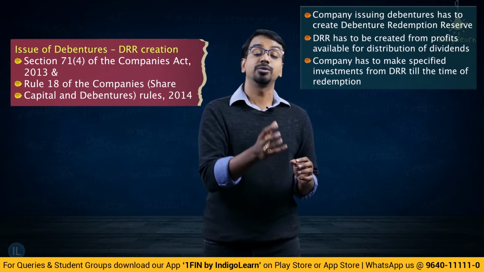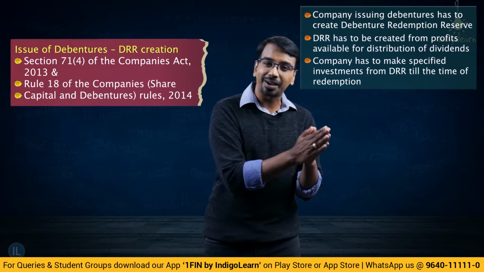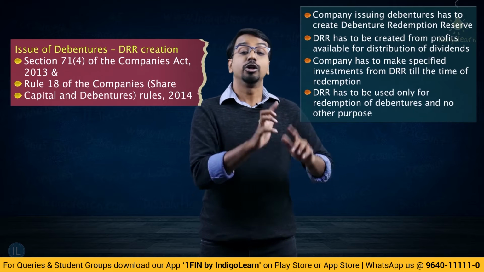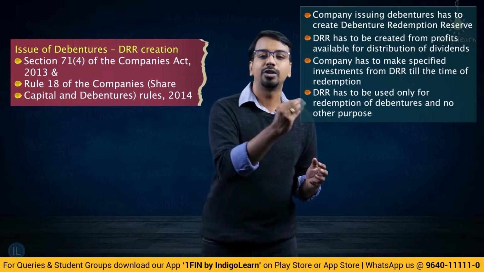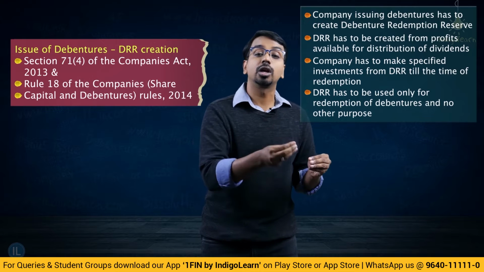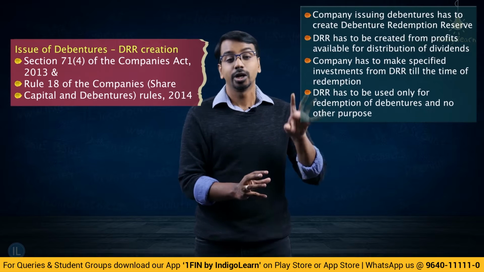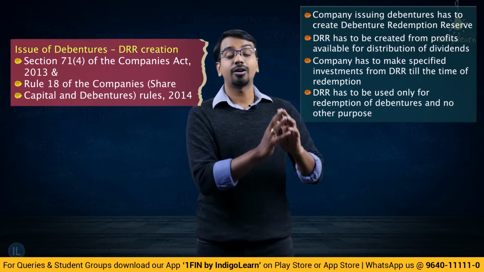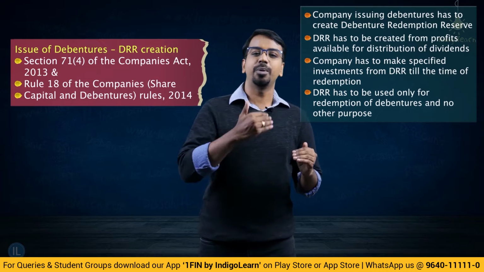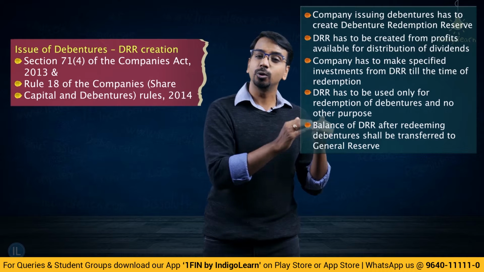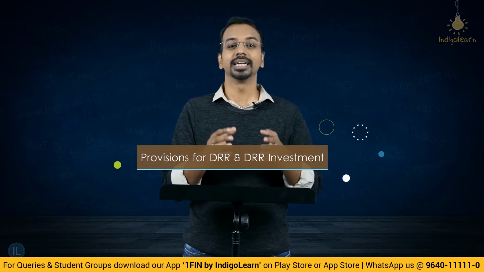How can this debenture redemption reserve, or this DRR, be used? It can be used only for the repayment of debentures. You cannot use it for payment of dividend. Just because you have DRR, you cannot utilize that amount to pay the dividend. So DRR can be used only for the repayment of debentures. After the debentures have been redeemed, whatever is the balance lying in DRR will be transferred back to general reserve.